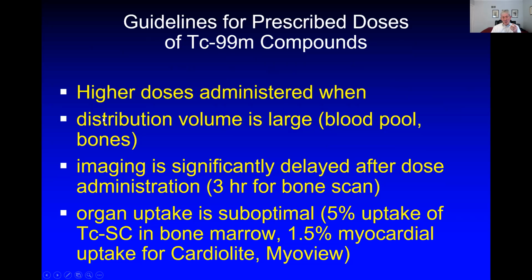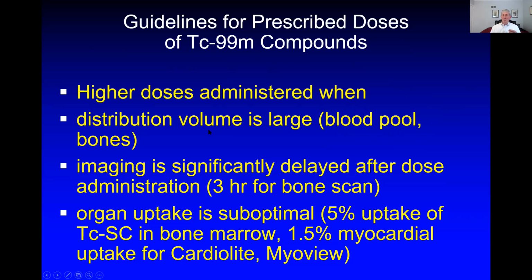Number one, the distribution volume is large. How large is your blood pool? If you are a 70 kilogram person, your blood pool is probably 5 liters. I'm probably closer to an 80 kilogram person, so my blood pool is probably 5.5 liters. That's a pretty big volume.